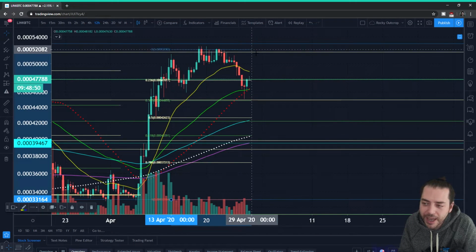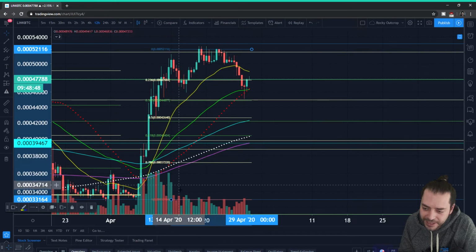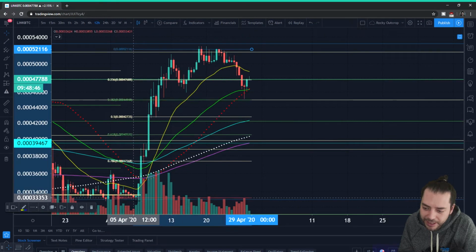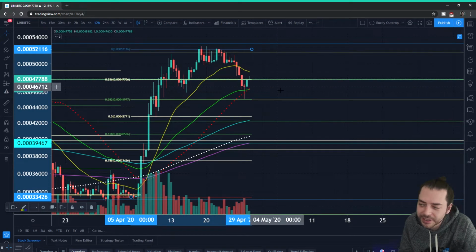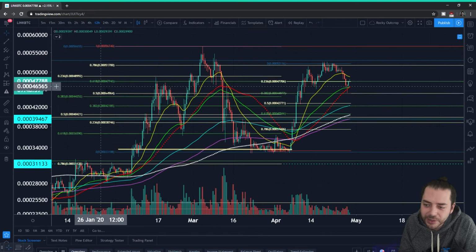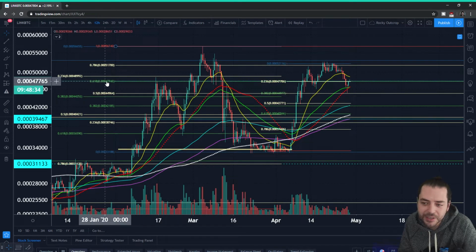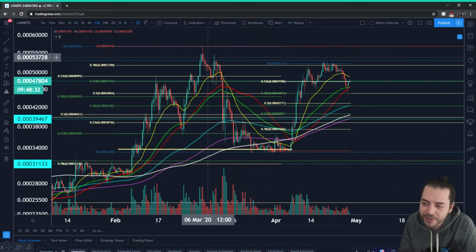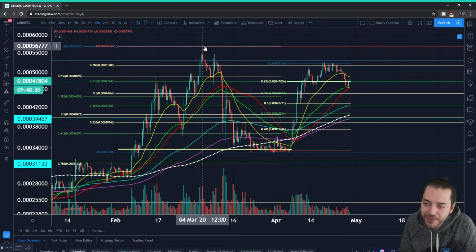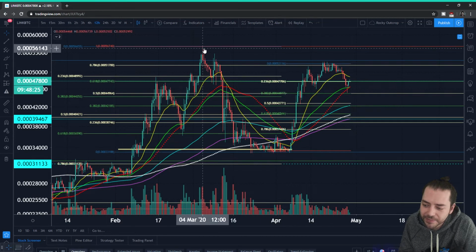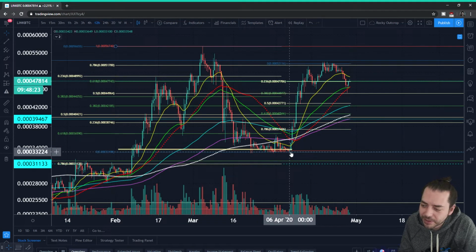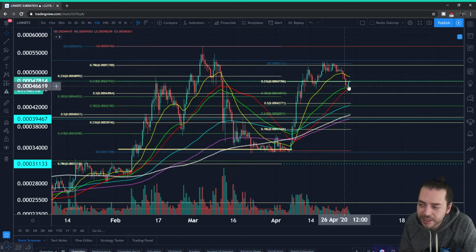That would be good. And if I draw it body to body instead of wick to wick, then you can see that we're right on that, right now. That's good to see. And where does that come in at? Well, it's no coincidence really that it comes in right smack bang on top of the 0.618 Fibonacci retracement on a bigger time frame, starting here on the 4th of March and down to the 6th of April 2020. This is a 12-hour time frame.